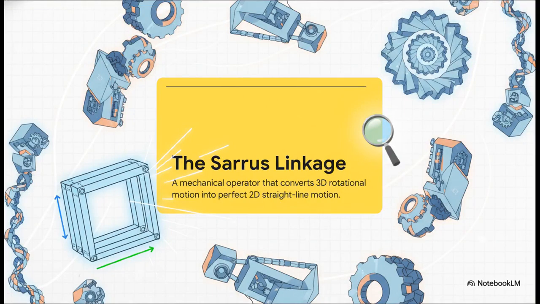But here's the cheat code. This is a Sarrus linkage. And this isn't some abstract concept. It's a real thing from mechanical engineering. Its job is to take messy, wobbly, three-dimensional rotation and force it, mechanically, into a perfect, straight line. And in this framework, it's not just for building machines. It's a fundamental operation of reality itself.